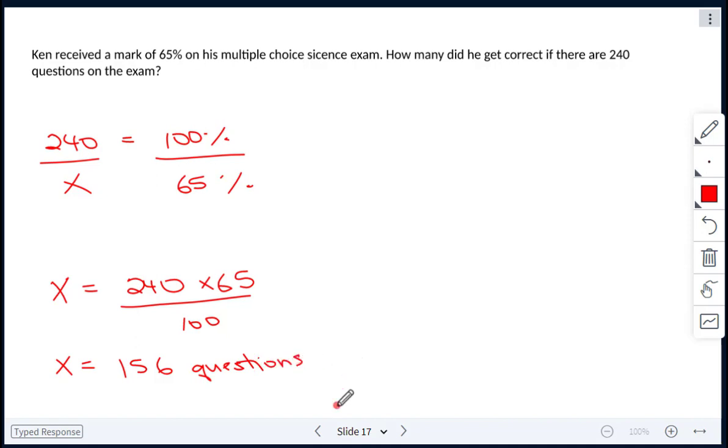All right, so just keep in mind, we didn't solve for percent, we solved for how many questions did he get correct out of 240 questions.